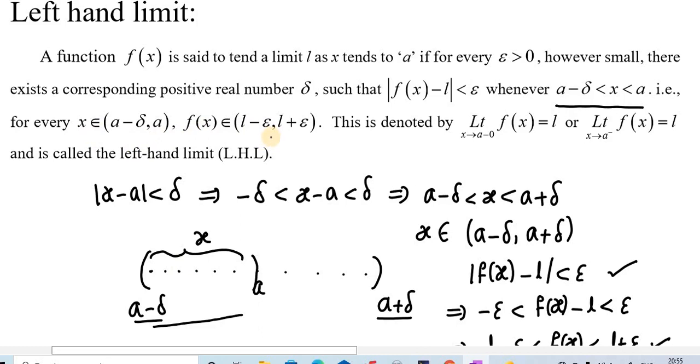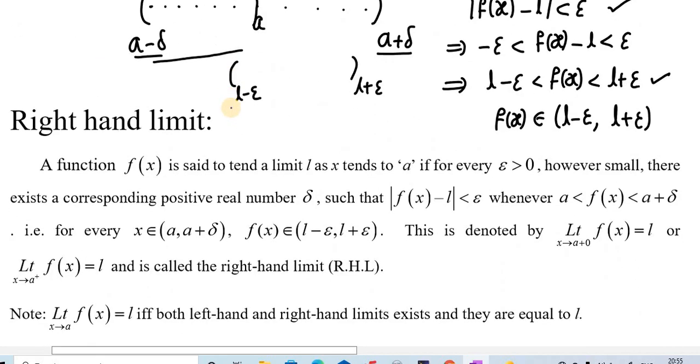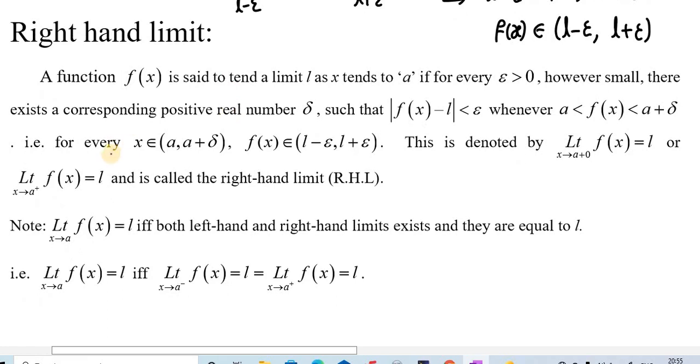this region. This is also an open interval, that is, L minus epsilon, L plus epsilon. In this open interval, f of x exists. This is denoted by limit x tends to a minus 0, f of x equal to L, or limit x tends to a minus, f of x equal to L, and is called the left hand limit. Now we move to right hand limit.